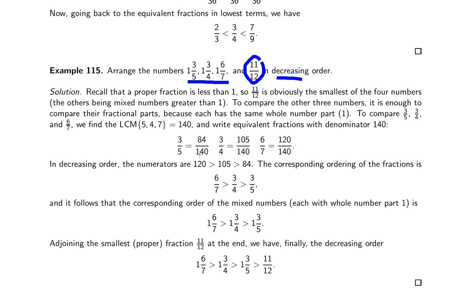All right, so 3/5. You have to multiply 5 by 28 to get 140. So top and bottom by 28, you get 84/140. Here you need 5 times 7, 35s. And here we need 20s. All right, so again, over a common denominator, you see this is the biggest, this is the middle, and this is the smallest. Okay, so 6/7 is bigger than 3/4 is bigger than 3/5. And then add back the ones, we get our mixed numbers in this order. And then put back in that smallest guy, so that's the final order.